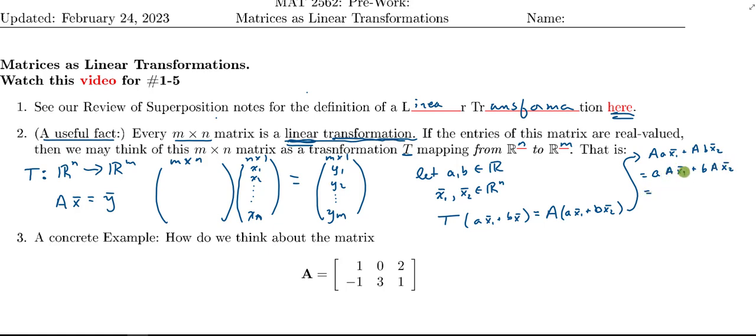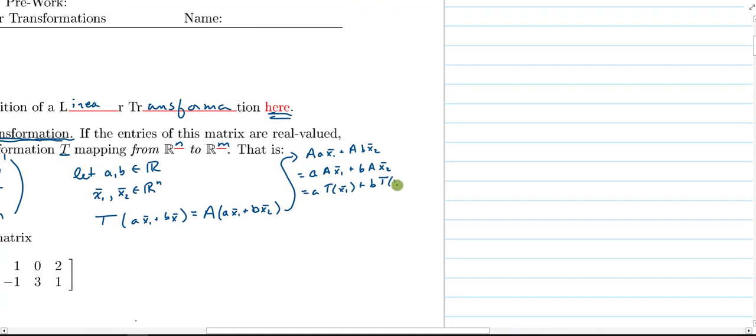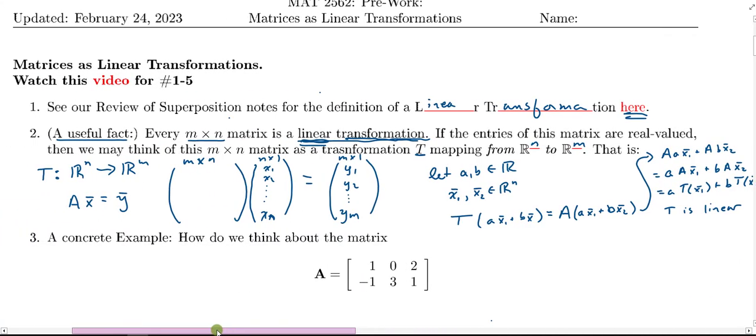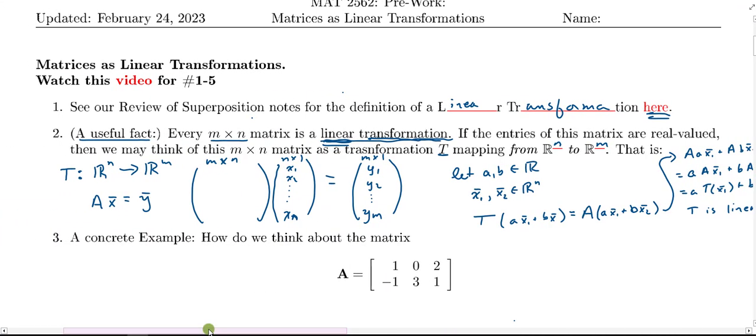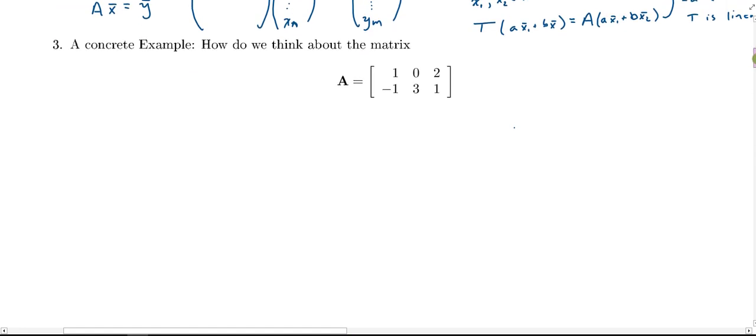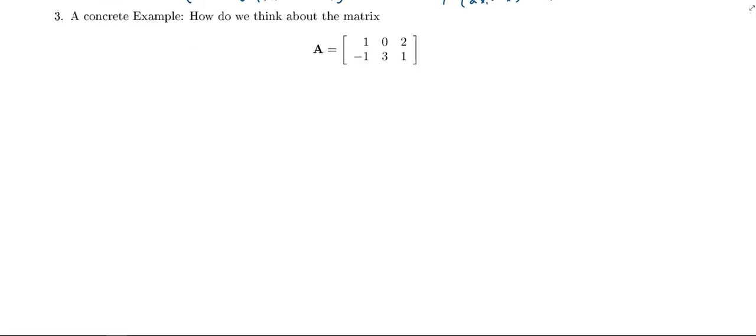Well, this right here is what it means to do the transformation just to the vector x1. And this right here, the Ax2, is what it means to do the transformation to the vector x2. And so we've just shown that T is linear. It is in fact a linear transformation, not just a transformation. Okay, folks, this got real abstract real fast. Let's jump into a concrete example next.